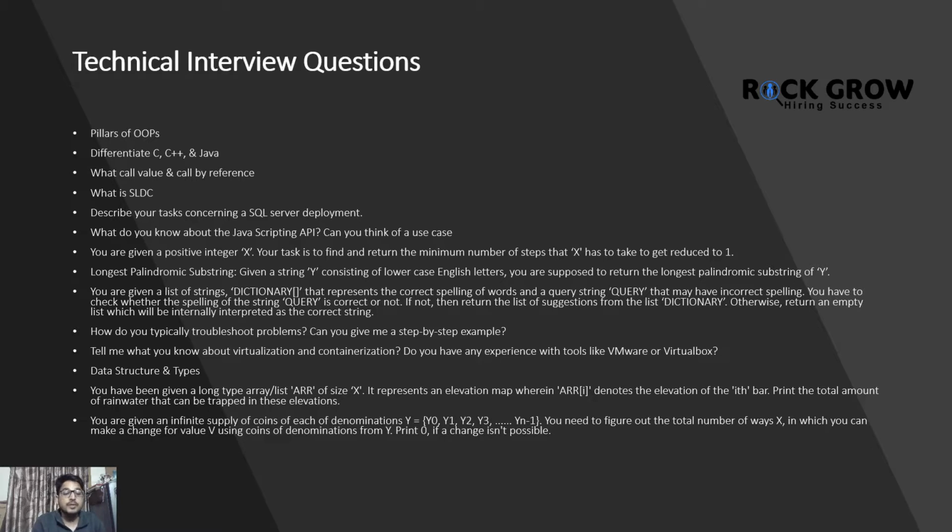Print the total amount of rainwater that can be trapped in these elevations. You are given an infinite supply of coins of denomination y0, y1, y2 up to yn minus 1. You need to figure out the total number of ways x in which you can make the change for value v using coins of denomination from y. Print 0 if a change is impossible.